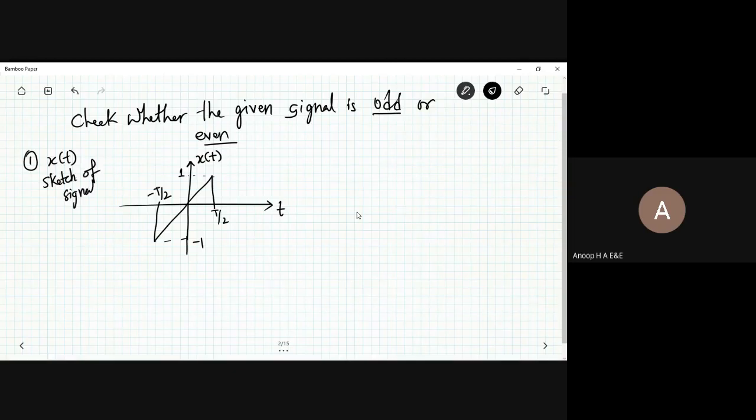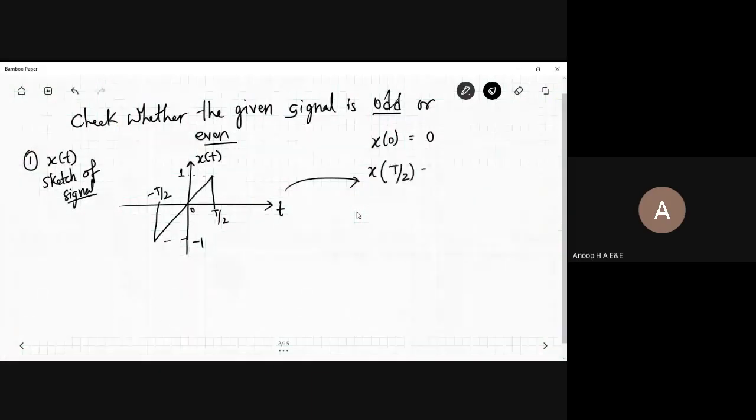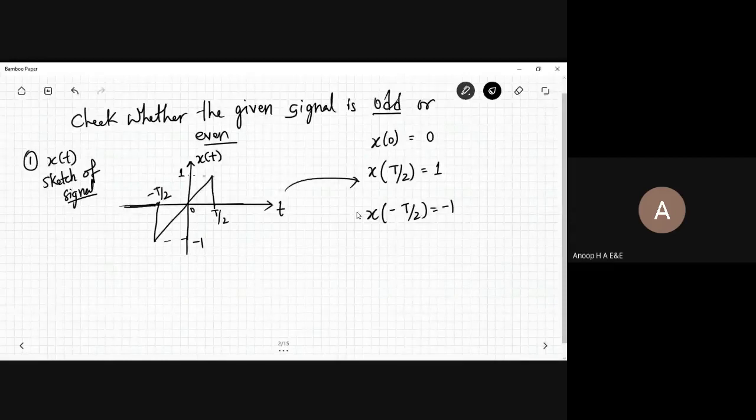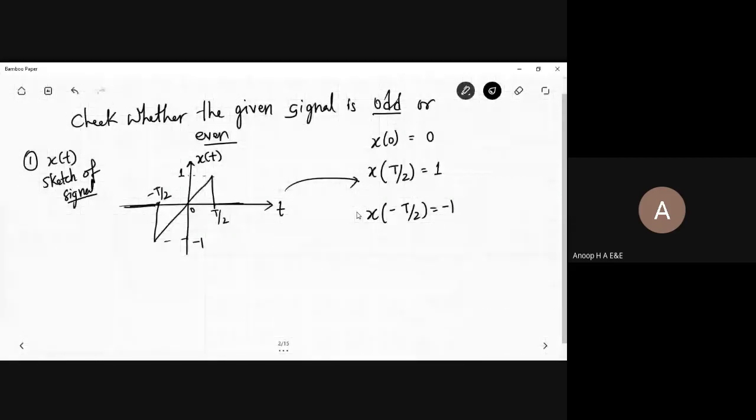You will have certain conditions specified for certain signals. If I have a signal like this, what do I need to do? I need to verify whether it is even or odd. Those who have missed the previous class, see to it that you go through it. x of 0 equals 0. Next, x of capital T by 2 is equal to 1, and x of minus T by 2 is equal to minus 1. If you see here, these are the values, and otherwise all the values are 0, which is not even given in the signal.